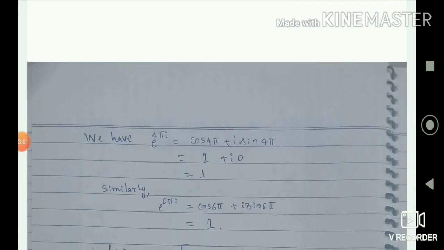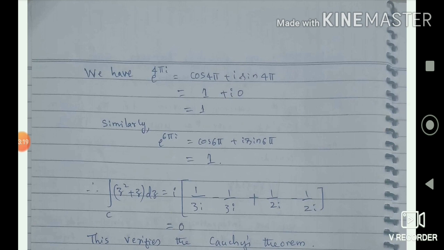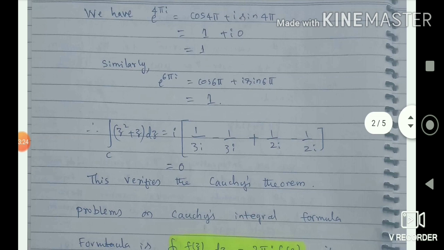E power 4 pi i is nothing but cos 4 pi plus i sin 4 pi. How does it come? It is from the Euler formula, that is e power i theta is cos theta plus i sin theta. Substitute theta as 4 pi, we get 1 here. Similarly, e power 6 pi i also gives you the value 1. So this integral is going to become 1 by 3i minus 1 by 3i plus 1 by 2i minus 1 by 2i, which gives you 0.